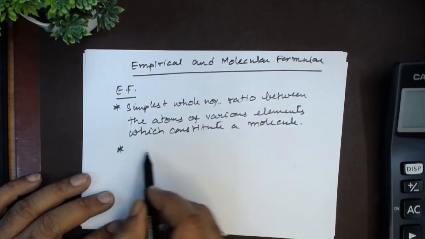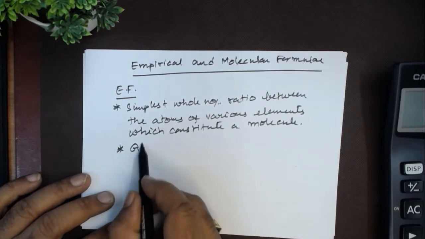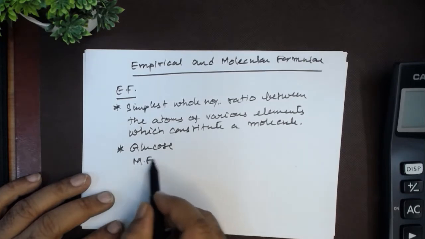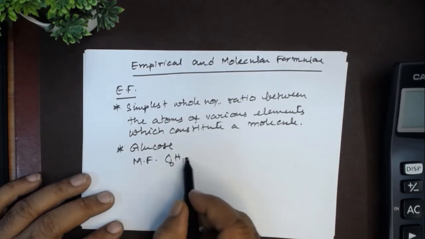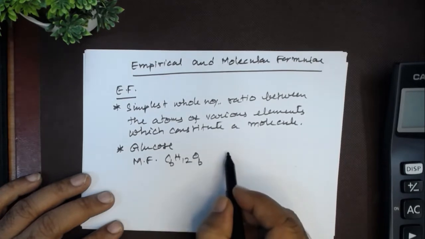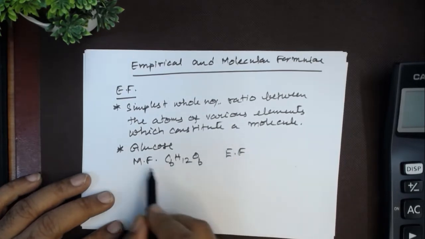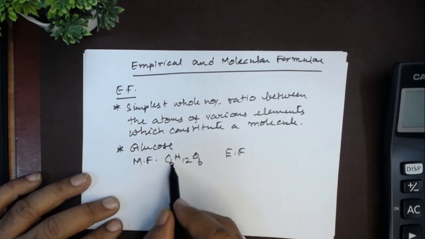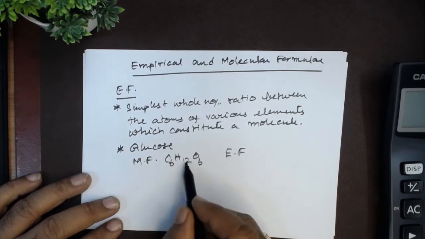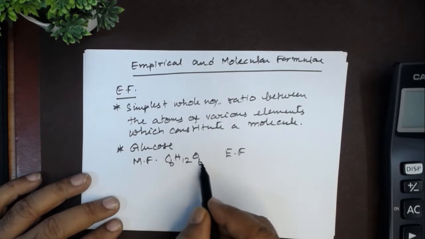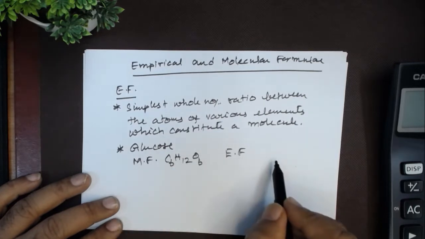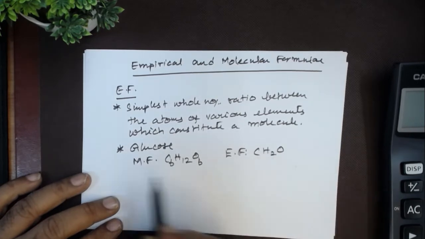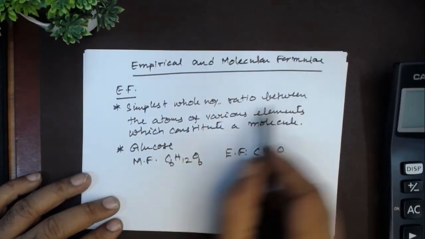Let me consider glucose. Its molecular formula is C6H12O6. Its empirical formula is the simplified ratio of this molecular formula. That is, you have 6 of carbon, 12 of hydrogen and 6 of oxygen. So you can divide uniformly by 6 so that you will get the simplified ratio CH2O. So it is the simplest whole number ratio between the atoms.